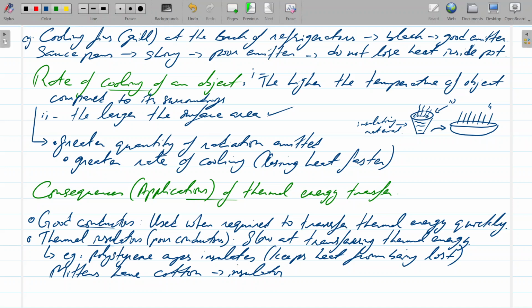The table mats or the coasters that we say, right? They are made of plastic, or the good ones are made of cork, and cork is a very good insulator. What's a cork? Cork is a material derived from a plant, from a tree. It's the bark of a particular kind of tree.